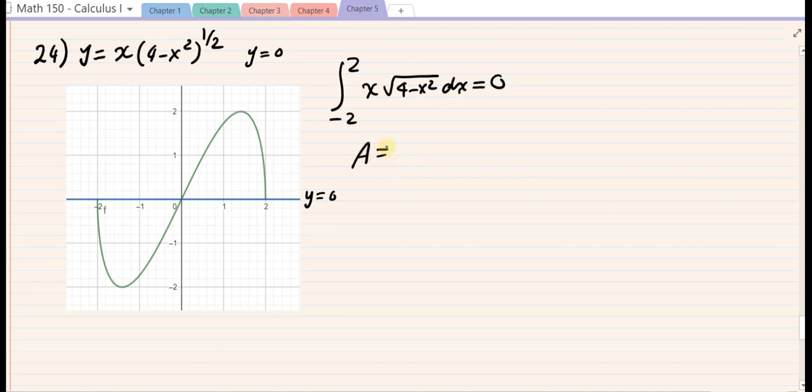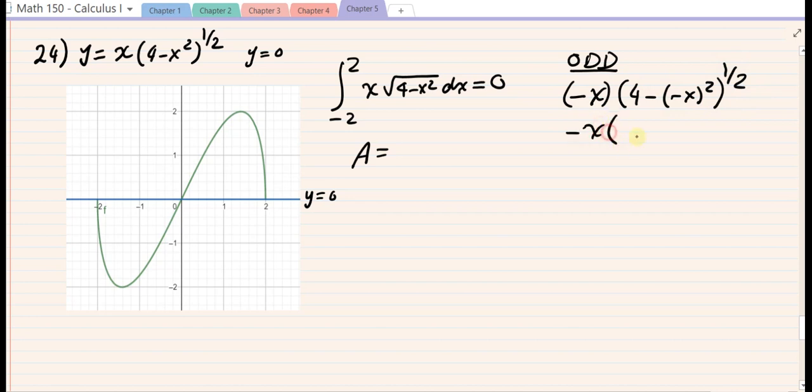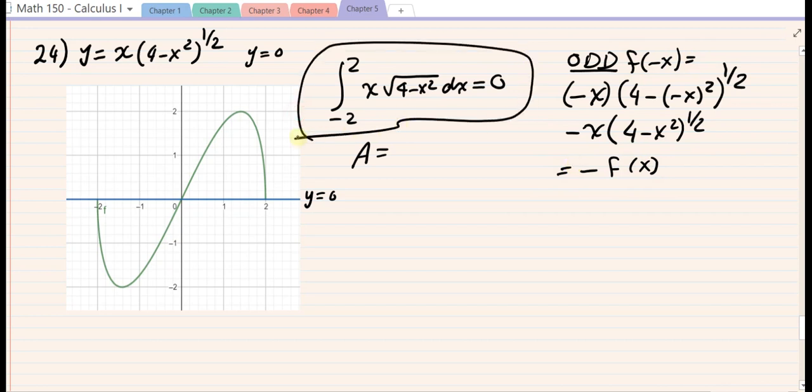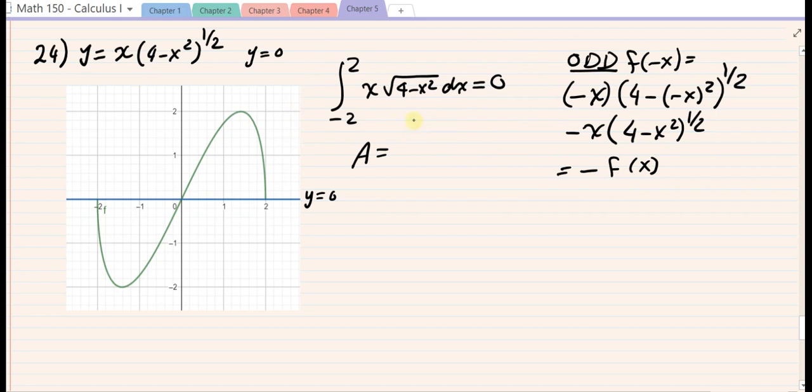And this function indeed is an odd function, because if you look at negative x, I'm replacing f of x with f of negative x. 4 minus negative x squared, to a half. This becomes negative x times 4 minus x squared to a half, and that's negative f of x. So we just showed f of negative x is equal to negative f of x. So the function is indeed odd. And that's another reason this will be 0, right? Using properties of definite integrals and the fact that the function is odd.